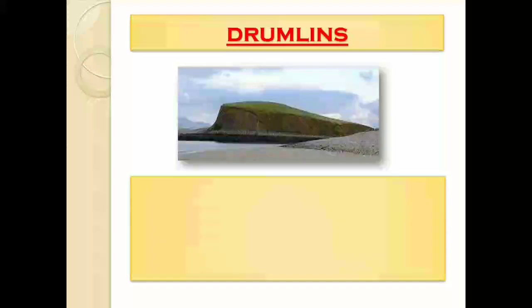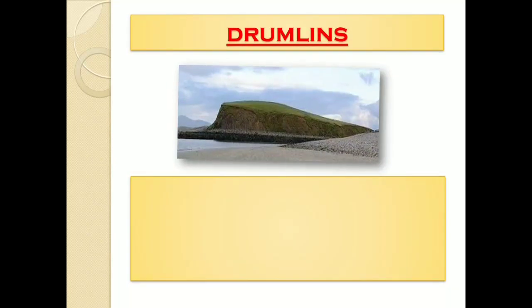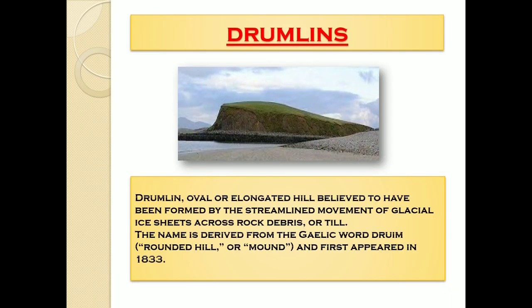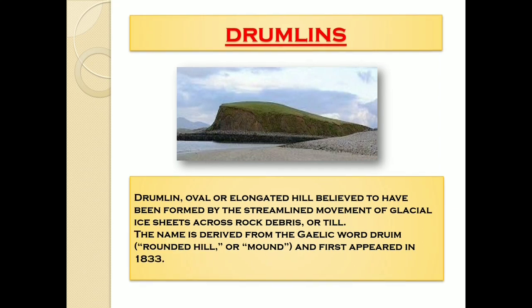Now let's see what drumlins are. This is a picture of drumlins. A drumlin is an oval or elongated hill, believed to have been formed by the streamlined movement of glacial ice sheets across rock debris or till. The name is derived from the Gaelic word druim, meaning rounded hill or mound, and it first appeared in 1833.